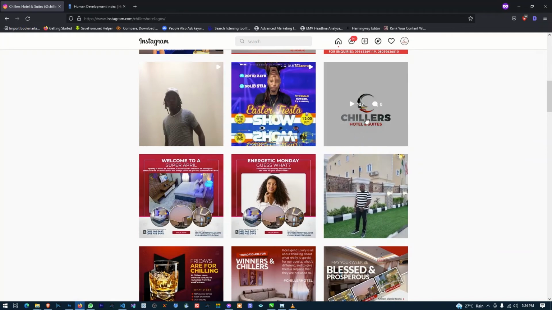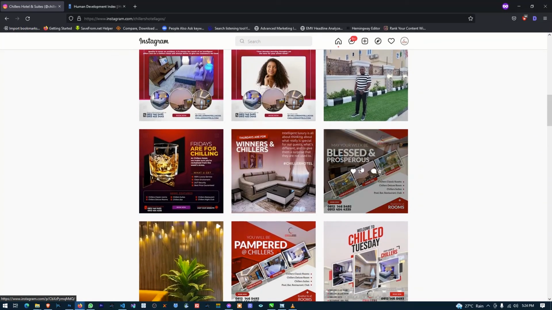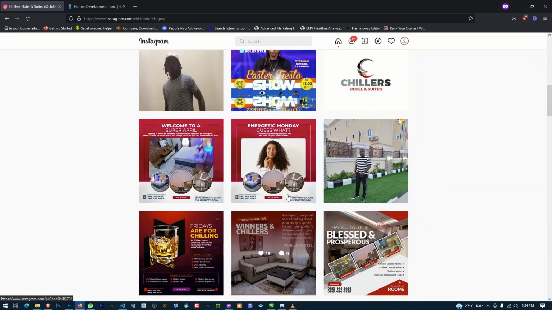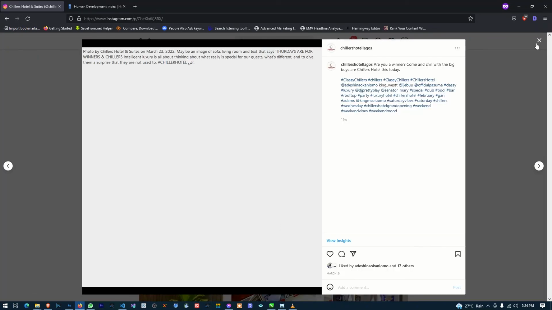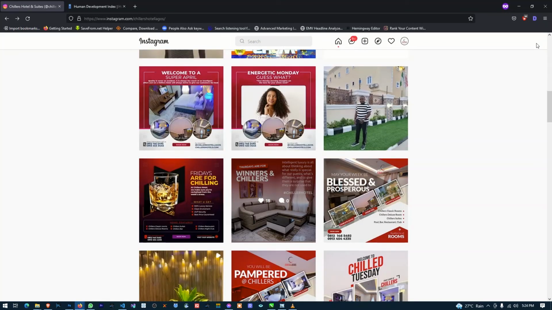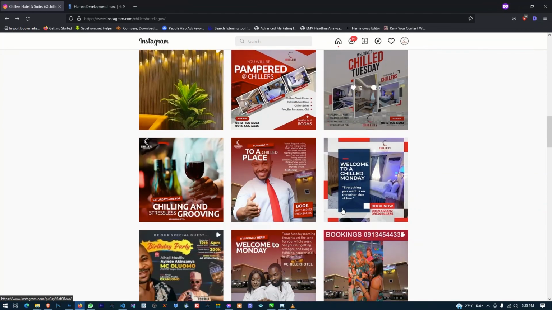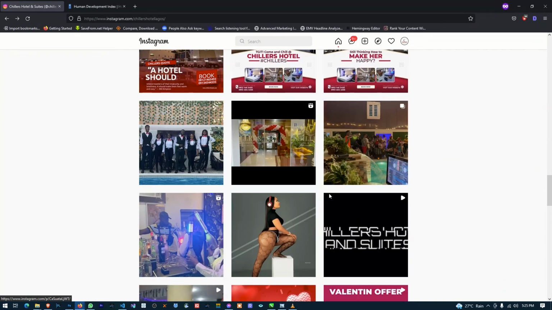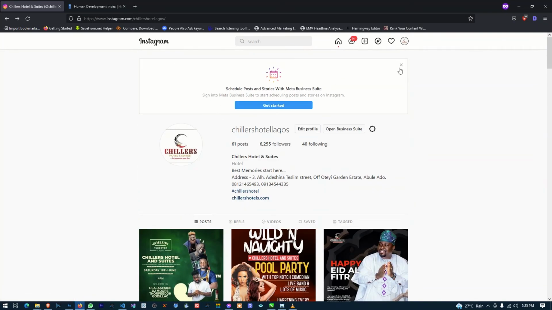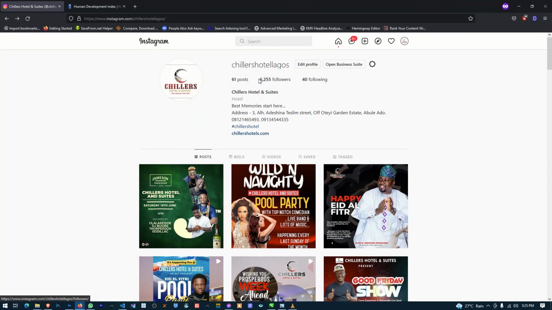the colors matching the hotel's logo, okay, or the hotel's colors, and you can even see that even the interior of the hotel also matches with that of the logo and their colors. So here you can see, and before it even got to this number here of followers, he was so happy.